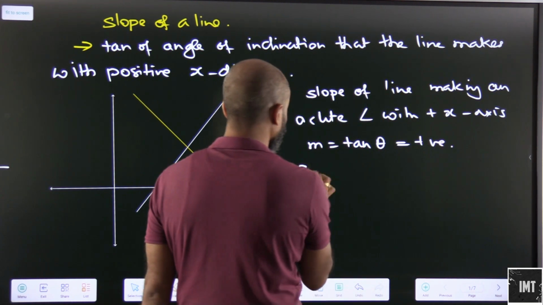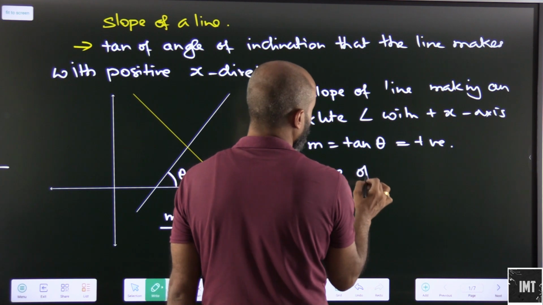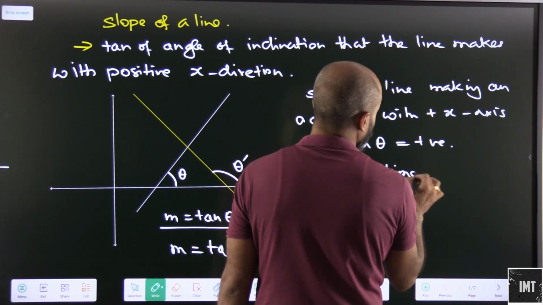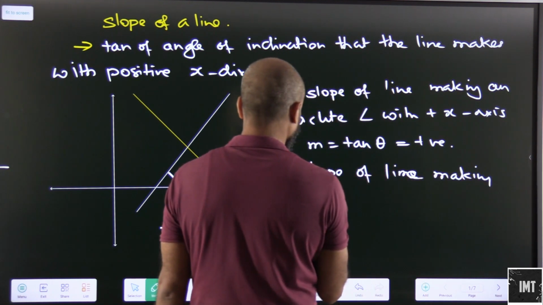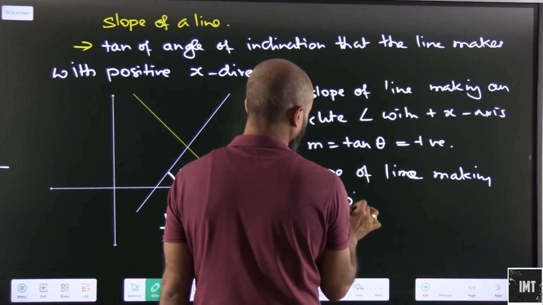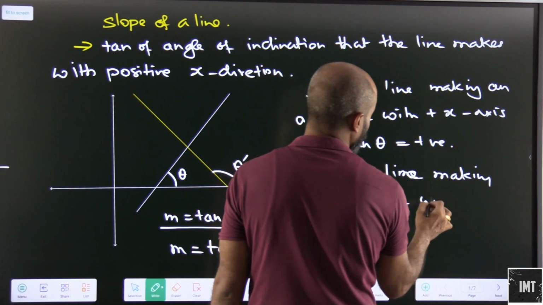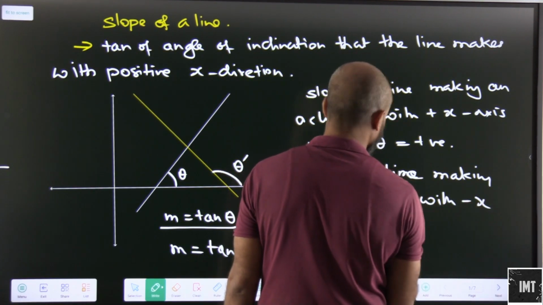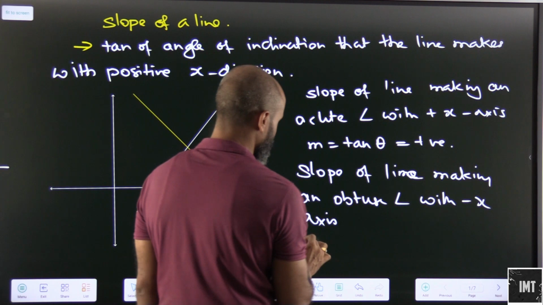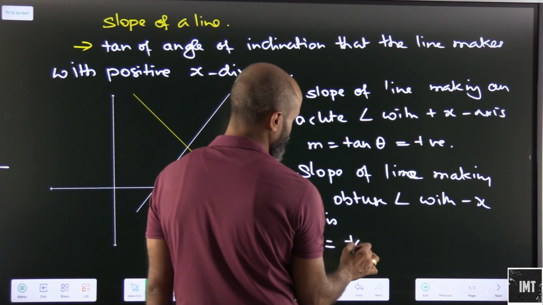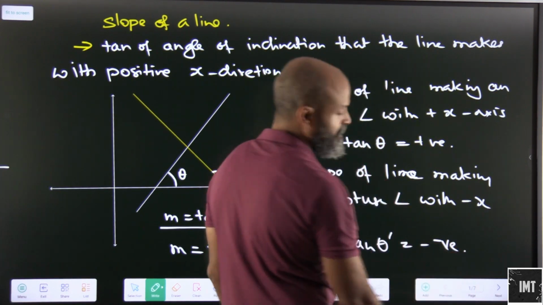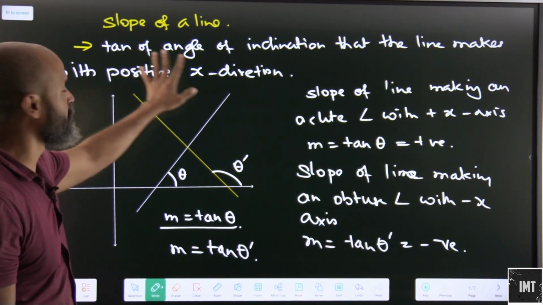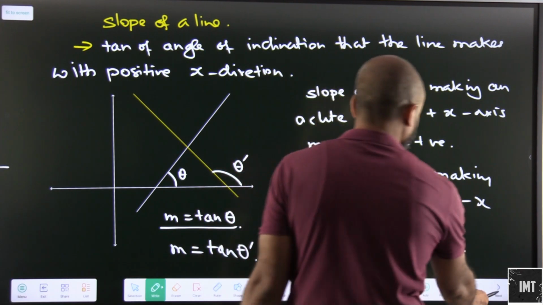Okay, and similarly the slope of a line making an obtuse angle with the positive x axis, this will be how much? m is equal to tan theta dash, and this will be basically negative. Okay, so that's how the slope of a line is.